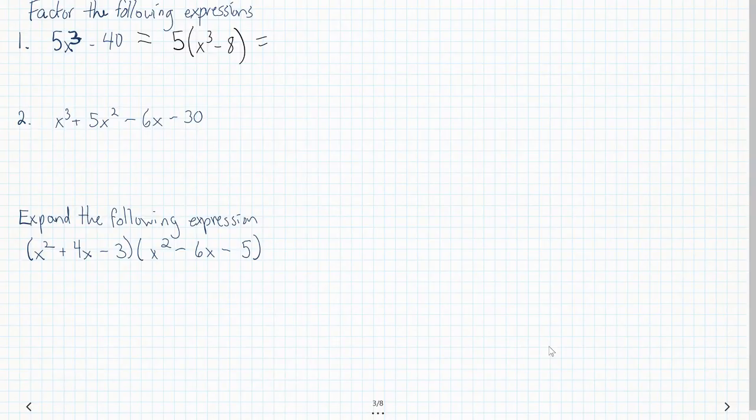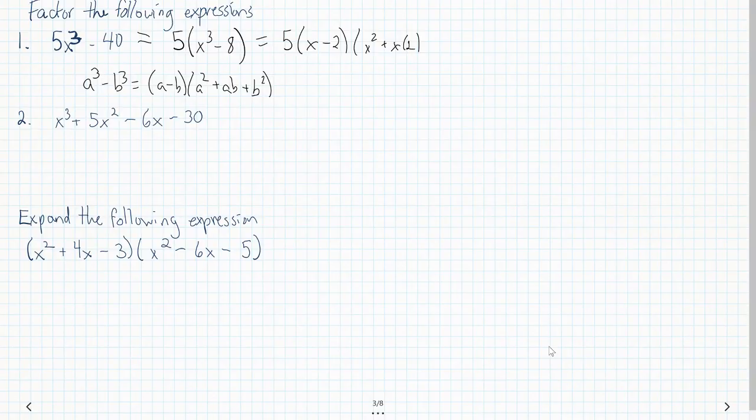So what do we do here? Well, you can recognize that this is another scenario of a cubed minus b cubed, which is a minus b times a squared plus ab plus b squared. And how do we know that? Well, 8 is 2 cubed. So this is 5 times x minus 2, and then we'll get x squared plus x times 2. That's a 2, don't let your eyes fool you. And then plus 2 squared.